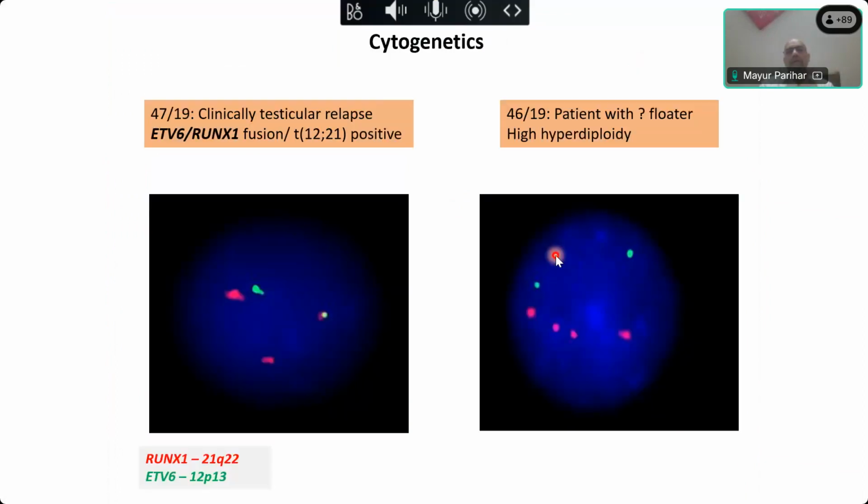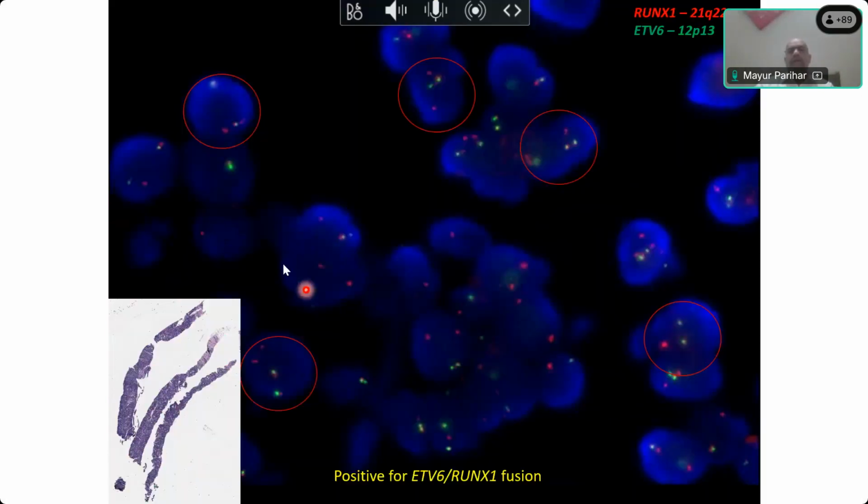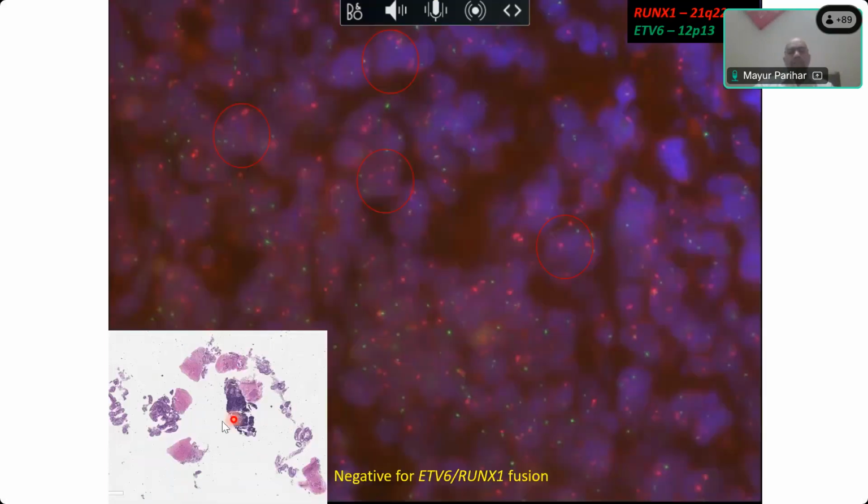So what did we do? As I said, you can use one single probe to identify both 12;21 as well as high hyperdiploidy. As you can see here, we applied the 12;21 on this patient that was positive, and the one with the suspected floater did not show fusion. What it showed was presence of 4 RUNX1 signals indicating it is a high hyperdiploid ALL.